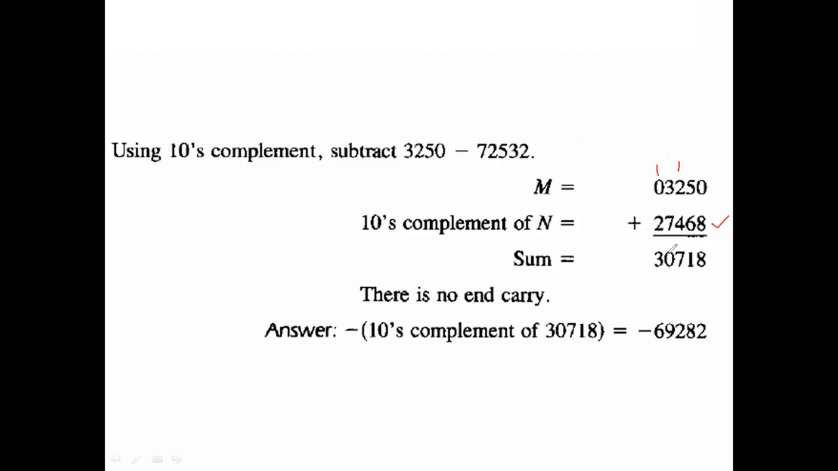Here for the result obtained after addition, again we are calculating the tens complement. Here small number minus big number, so we are putting negative sign. Okay, so for 30,718 again we are calculating the tens complement. Then we are getting minus 69,282. Okay, then we are getting this is the final result for this subtraction.